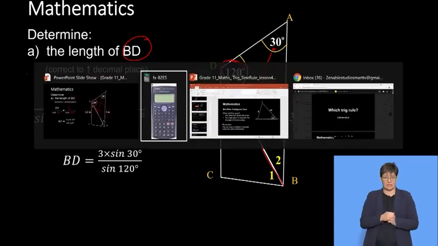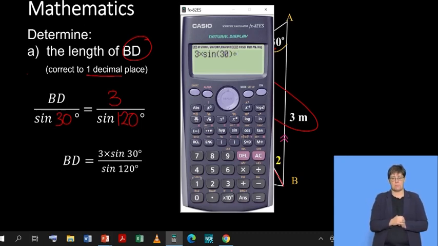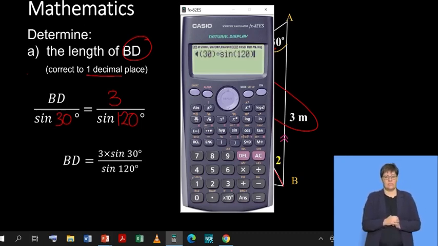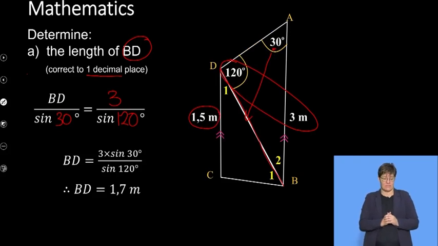Okay, put that into your calculator. It's going to be 3 times sine of 30 divided by sine of 120, and our answer is 1,7320. Remember, we've been asked to find BD correct to one decimal place. So one decimal place means 1,73 becomes 1,7. So our answer for BD is 1,7.